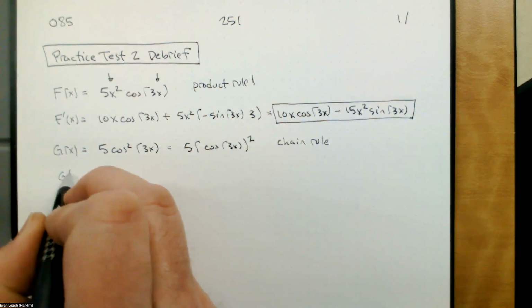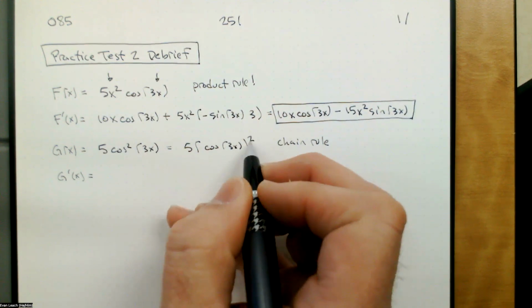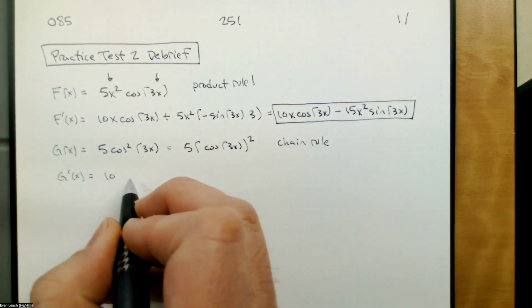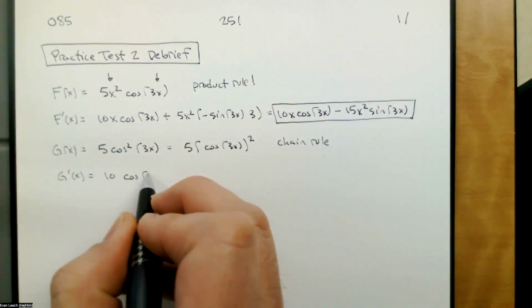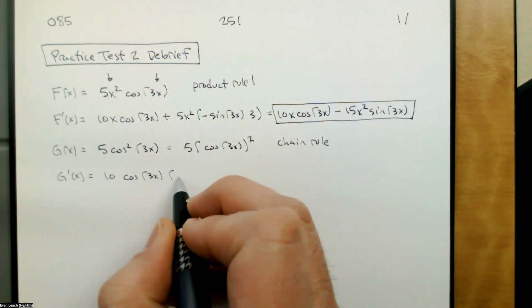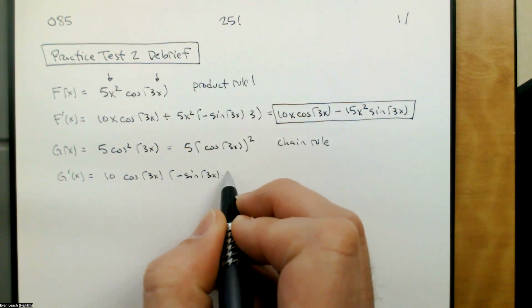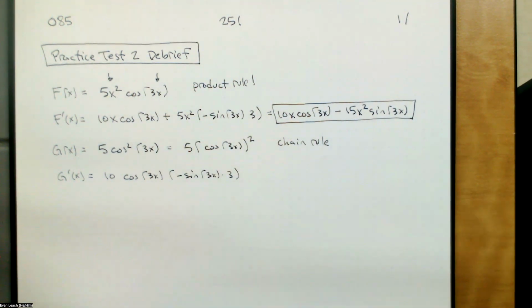So G prime, this is a chain rule problem. The derivative of 5 times something squared is 10 times that thing to the first times the derivative of that thing. In this case, the derivative of cosine of 3x is negative sine of 3x times 3. I need parentheses around that derivative of the inside because it has a negative. So I need to be extra careful. Otherwise, it'll look like two terms.